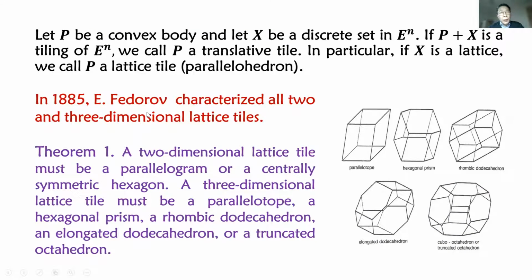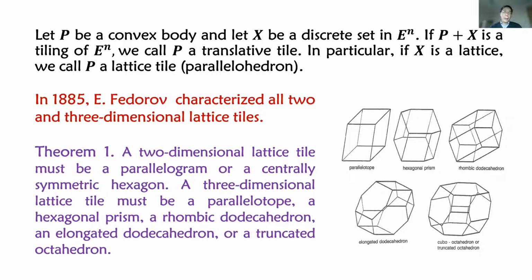Let P be a convex body and X a discrete set in Euclidean space. If P plus X is a tiling of the space, then we call P a translative tile. In particular, if X is a lattice, we call P a lattice tile. Usually it is called a parallelohedron. Tiling is a huge subject. Here we restrict ourselves to translative tiling and lattice tiles.